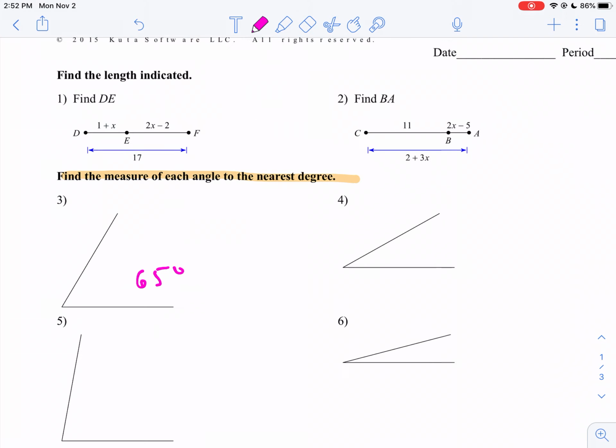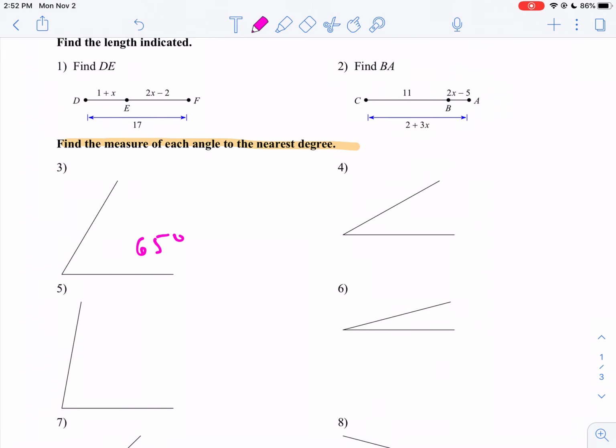All right. You go to number 4. Again, a good estimate for number 4 would be maybe 30 degrees, or 35 or 40 even. If you don't know, go to the right angle, partition this into 3 equal parts, and it looks like it's going to be more than 30 degrees. So maybe 40 degrees for this one. Just don't say 10 degrees and don't say 120.